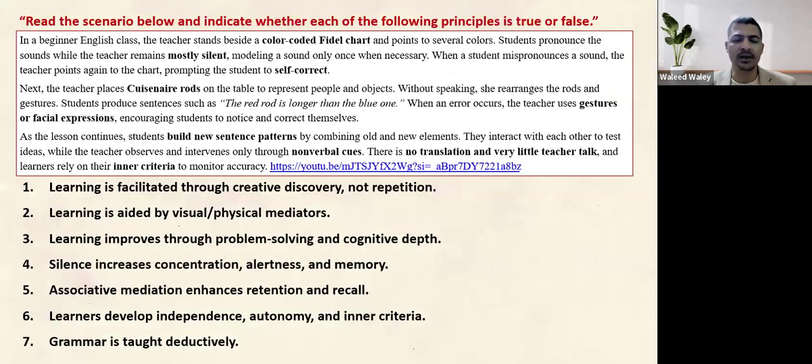Okay. And to understand, would you like to read the scenario? I just want you to read the scenario, and then we're going to watch the video because it's a bit complicated method, and I want you not to get confused. So first, read the scenario below and indicate whether each of the following principles is true or false. You have 3 minutes from now to read the scenario as we did before and decide which of these principles is correct and which is not.